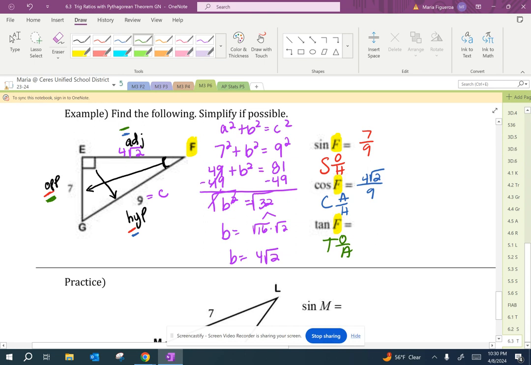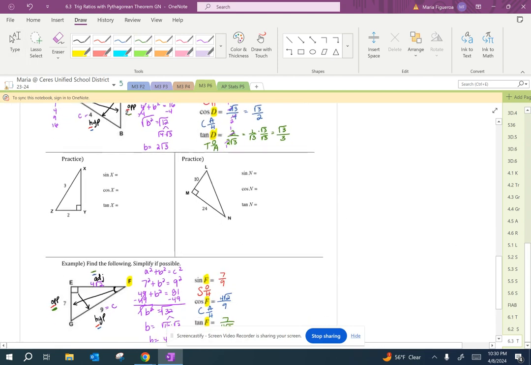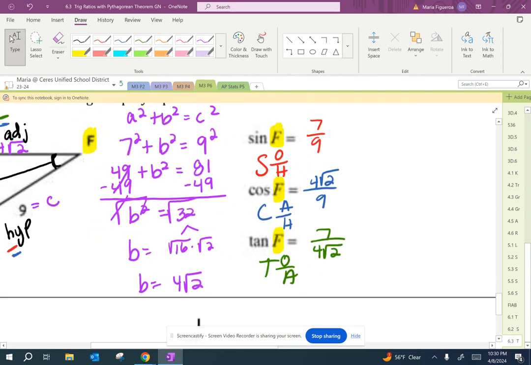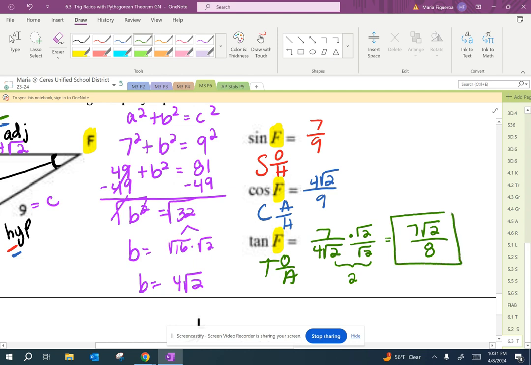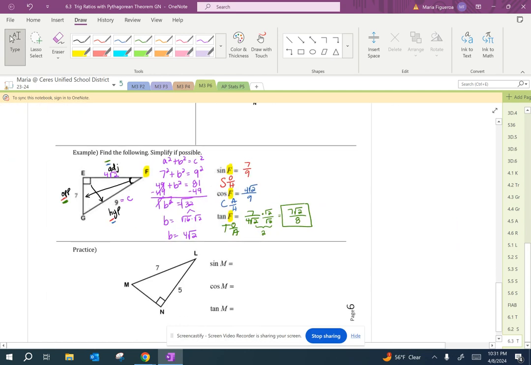So 7 over 4 root 2. And the only thing I can't have in the denominator is the square root of 2, and I can't simplify the 4 into 7. So remember, I showed you guys an example like this yesterday. You would take this and only multiply by the root 2. So that would leave us with 7 root 2. And then this root 2 times root 2 would be 2. So then I get 4 times 2, which is 8 in the denominator. So my final answer would be 7 root 2 over 8.